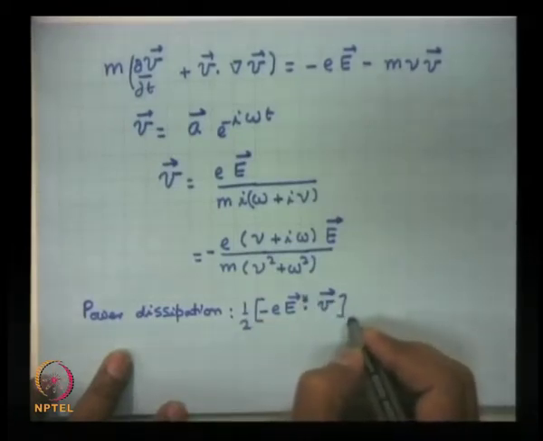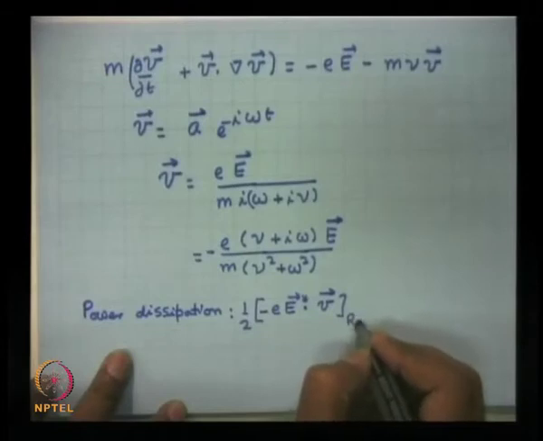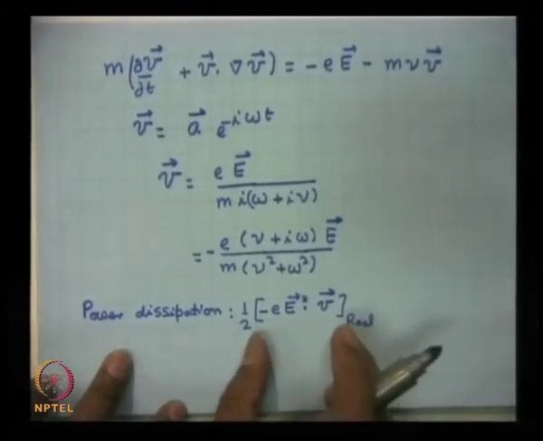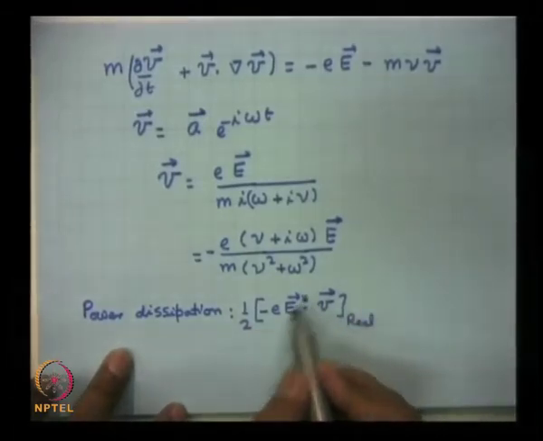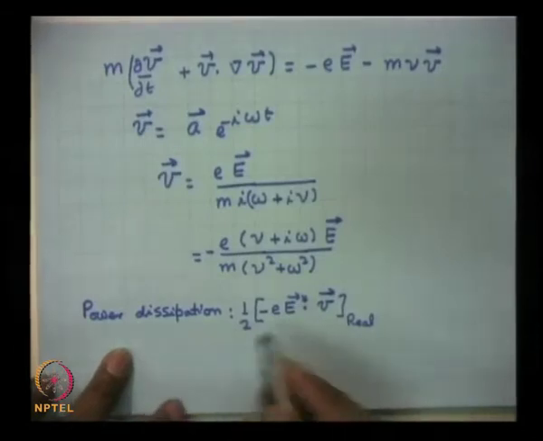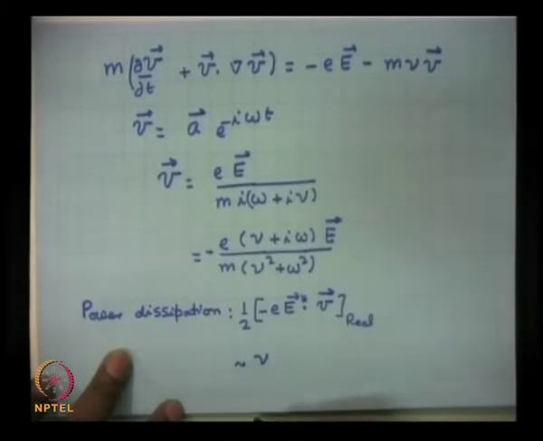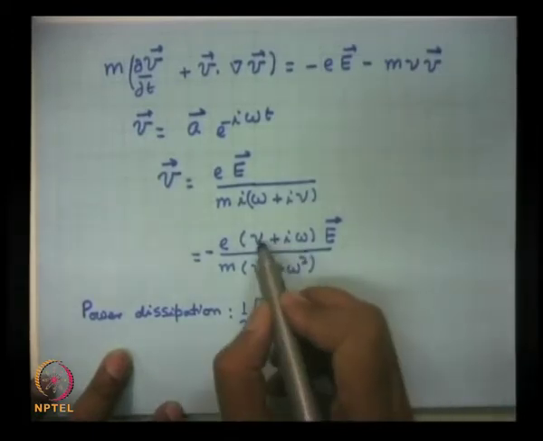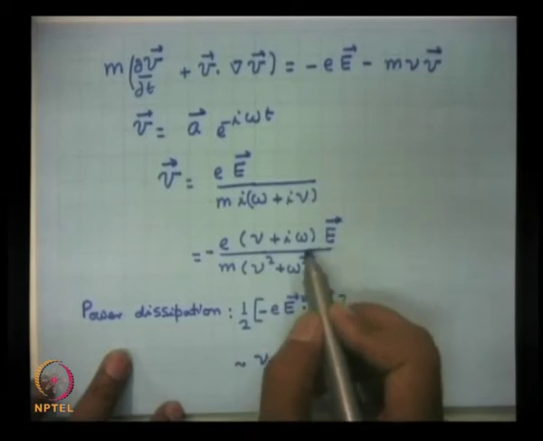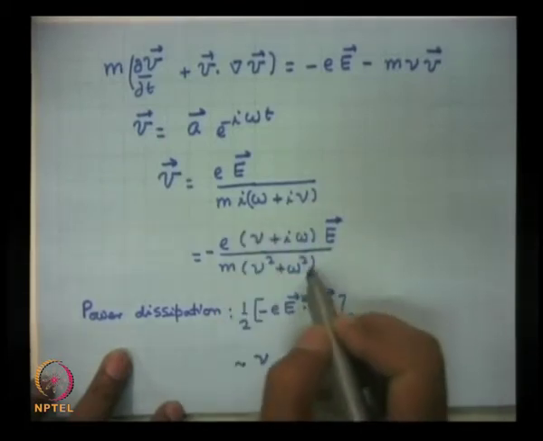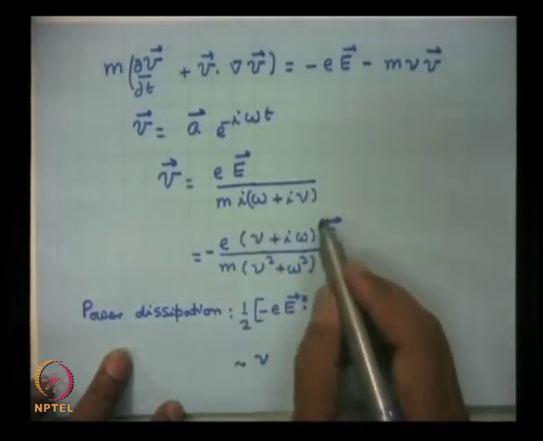So, this is the real part of this product if you take, where a star represents the complex conjugate, then power dissipation you get, and this is proportional to nu. That is why this nu part is called the resistive part of conductivity or mobility, and omega is called the reactive part.